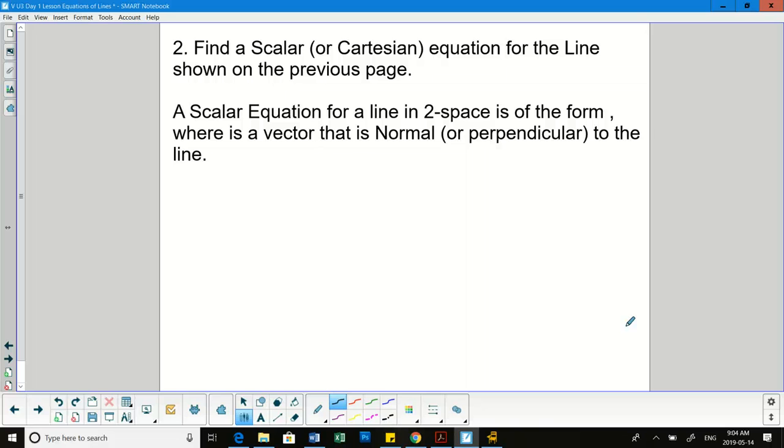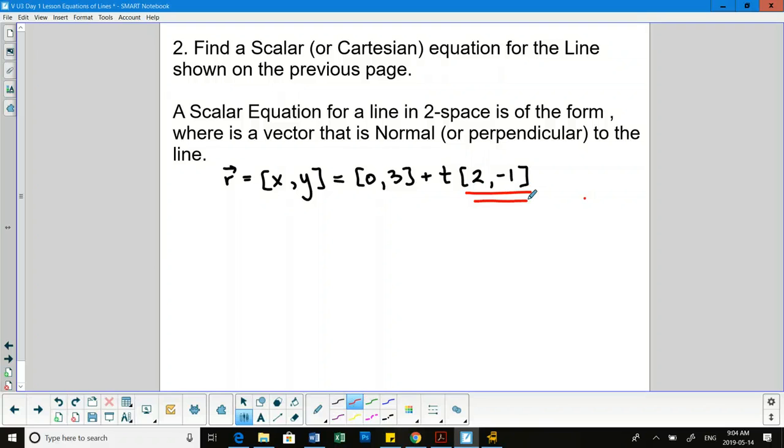Okay, so just to remind you, we call this r, but you'll also see it with the notation like (x, y), where you have that position vector from before, plus your direction vector from before, with your parameter. So when we express the scalar equation or Cartesian equation of the line, our goal is to find a normal vector to the previous direction vector. So we're going to find a normal vector.